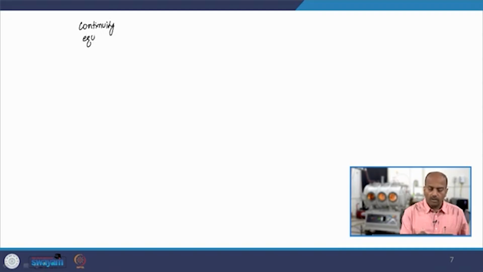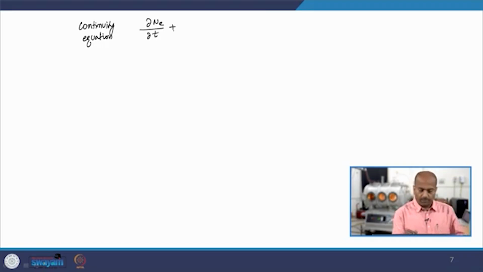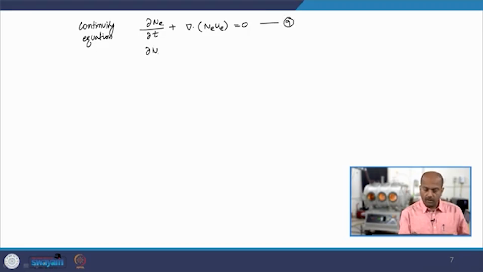The continuity equation, which is ∂Ne/∂t + ∇·(Ne Ue) = 0. Call this equation number 9. ∂Ni/∂t + ∇·(Ni Ui) = 0. We call this equation number 10.